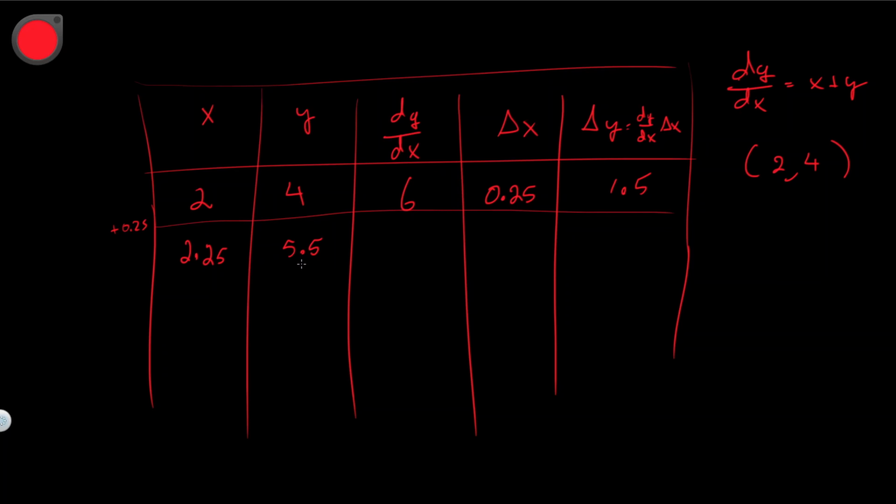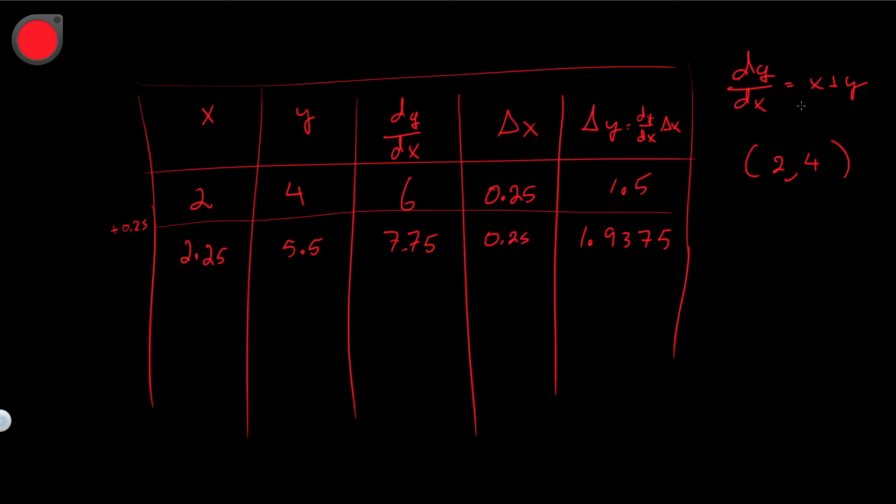All right, what's dy dx? Well, now that I have x and y, just plug that in. So that's going to be 5.5 plus 2.25. That's 7.75. What's delta x? 0.25 again. That is the chosen increment. And then what is delta y? That's going to be the multiplication of these two numbers, which I did in advance. That's 1.9375.